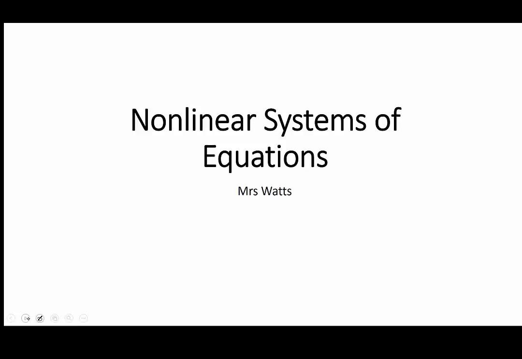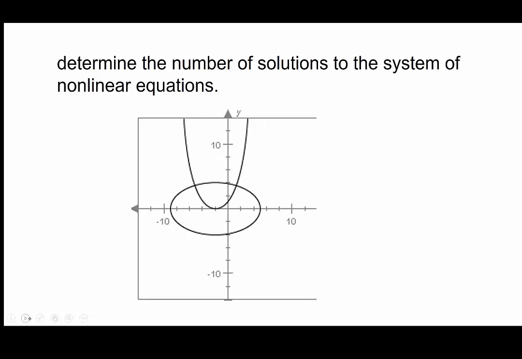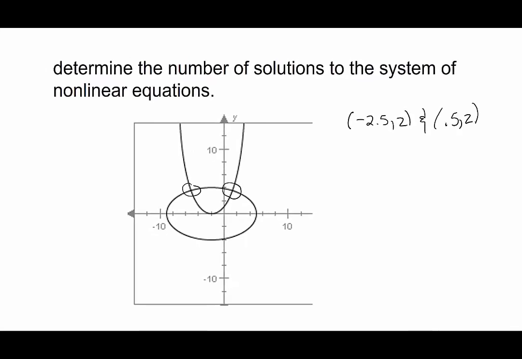Nonlinear systems of equations. Determine the number of solutions to the system of nonlinear equations. So now we have two equations. They are nonlinear, they are not lines, and we want to determine the solution. Well, the easiest way to do that is to find where they intersect. So the solutions to the system of equations is negative 2.52 and 0.52.